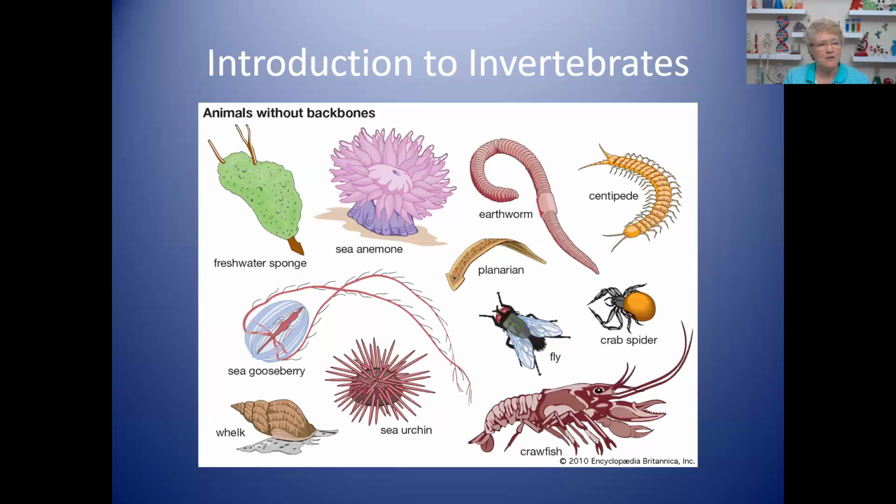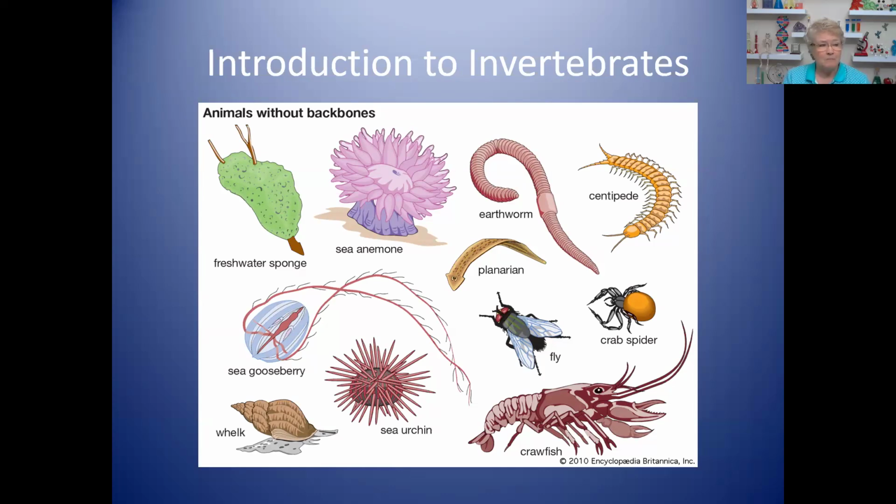There might be some that are surprising to you. Have you ever thought of a sponge as an animal? It actually is. A lot of people think sponges are plants, but sponges are the most basic kind of animal that we have. Those sea anemones look like flowers. They look like beautiful plants underwater, but they're not.